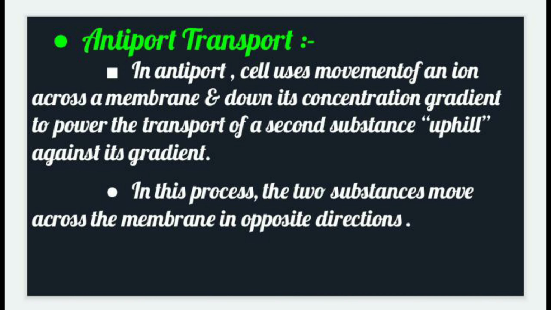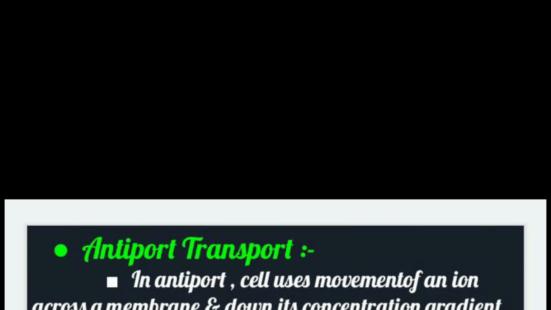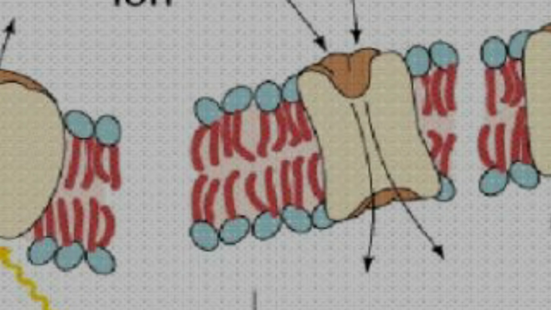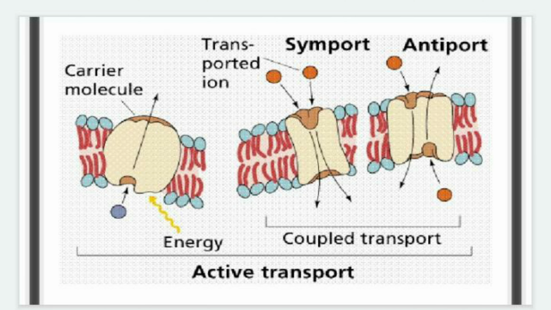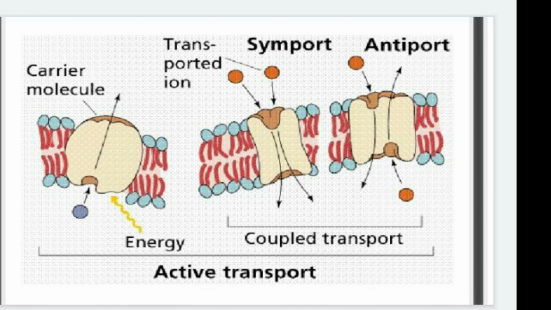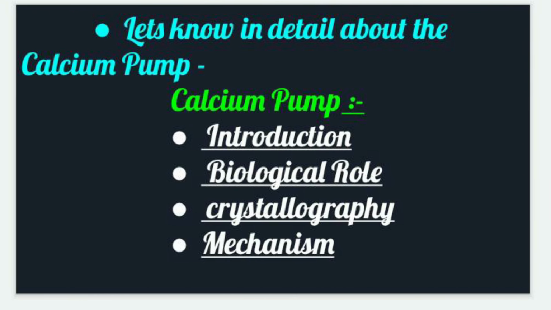So guys, having understood active transport, we can move on to antiport transport. In antiport, the cell uses the movement of an ion across a membrane, down its concentration gradient, to power the transport of a second substance uphill against its gradient. In this process, the two substances move across the membrane in opposite directions. We can see the way of antiport transport in the figure at the extreme right side. Now, just have a look at it. Let's know in detail about the calcium pump.